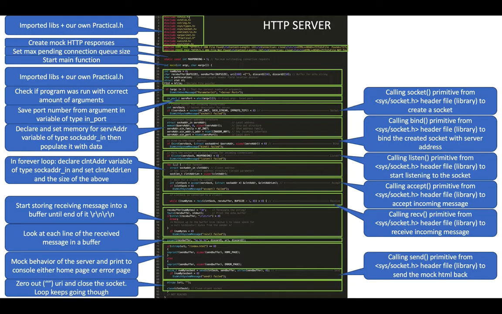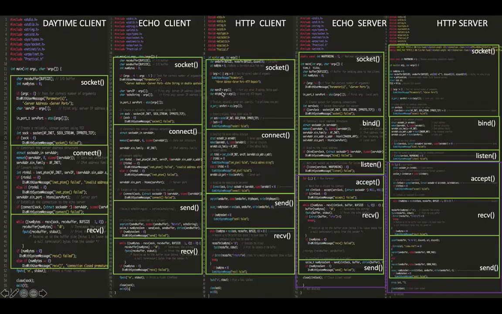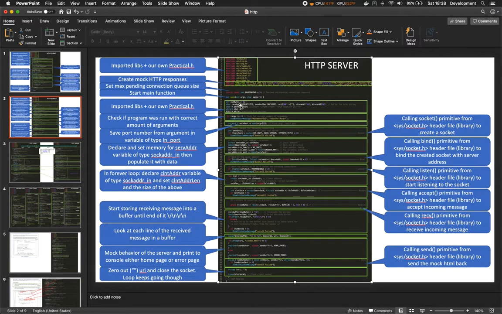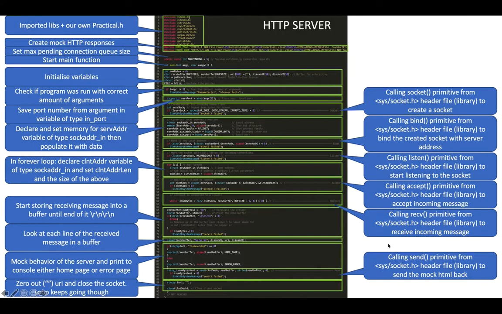Okay. Then we start the main function. Imported, that's me being silly, that's not mine, that's theirs. What do we do here? Just initialize things. So we initialize those variables for the future. They don't do anything. It's just like, hey, give me some memory in RAM.